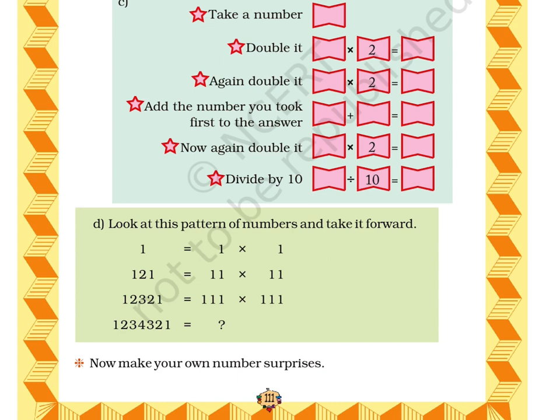D. Look at this pattern of numbers and take it forward. 1 is equal to 1 multiplied by 1. 121 is equal to 11 multiplied by 11. 12,321 is equal to 111 multiplied by 111. 1,234,321 is equal to dash. Now make your own number surprises.